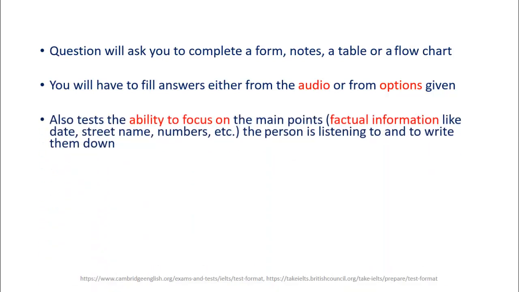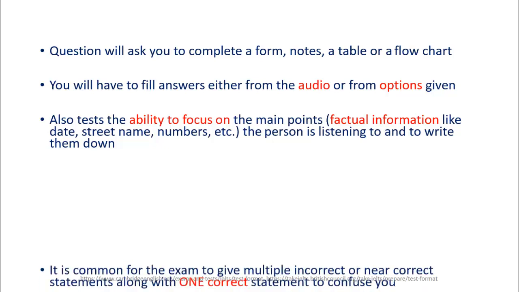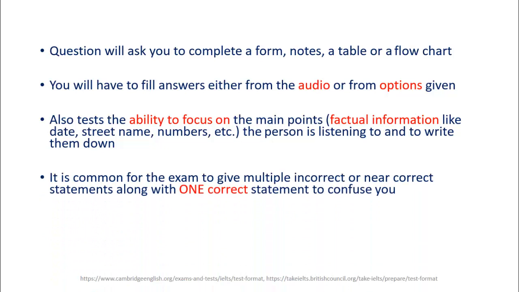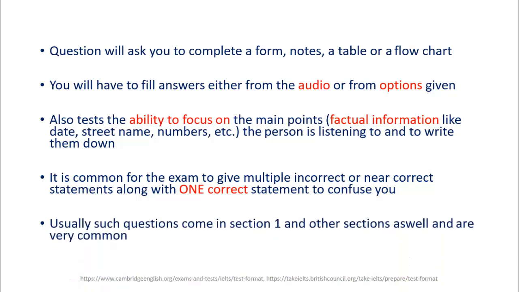These types of questions test the capability of the student to focus on the main points, like factual information regarding the date, street name or numbers the person is listening to, and to write them down. It is common for the exam to give multiple incorrect or nearly correct statements along with only one correct statement to confuse you. Usually, such questions come in section 1 and other sections as well and are very common.